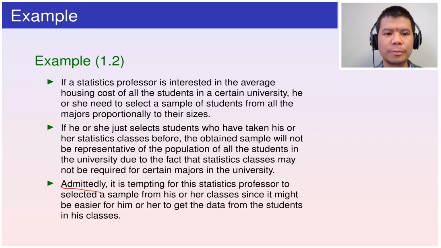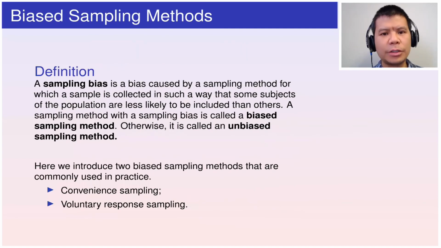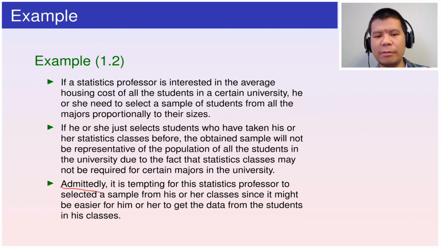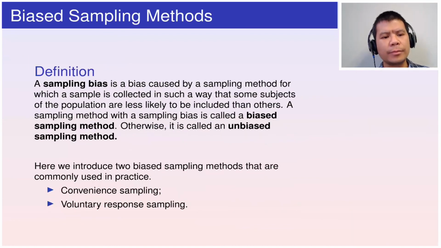So this is going to be not representative of the population, so we should not do that. Avoid such methods. Now here is a definition of the so-called sampling bias.